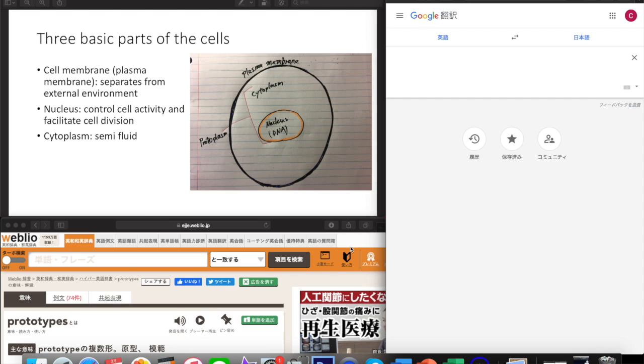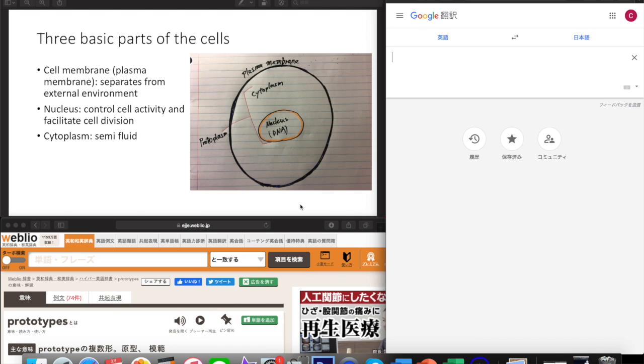They both have the three basic parts of the cell. One is the cell membrane, which is sometimes called the plasma membrane, which separates the cell from the external environment. And we both definitely have a nucleus. The nucleus contains DNA, which helps control the cell activity, facilitates cell division, and also helps growth. And the cytoplasm is semi-fluid.